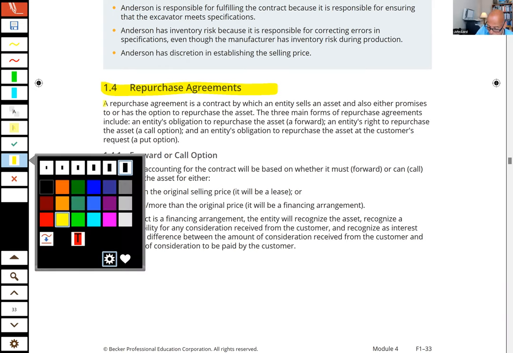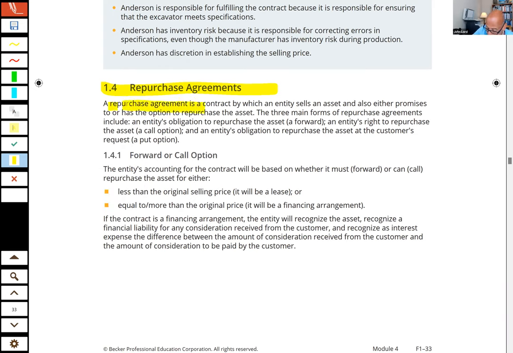And as I've said, a repurchase agreement is a contract in which an entity sells an asset and also promises or has the option to repurchase the asset. The three main forms of repurchase agreements include the entity's obligation, which is a forward, and then we really get into options. Both of these are options, so I guess they're counting as a separate category. I counted them as one, which are options, which means we may or may not be compelled to repurchase. If the entity has the right to purchase, it's called a call option. If the entity has an obligation to repurchase at the customer's request, it is called a put option.